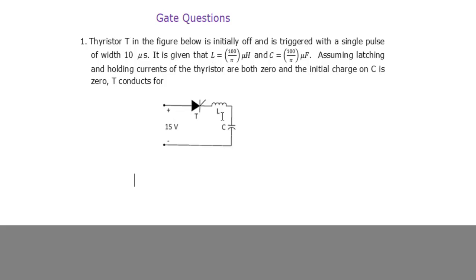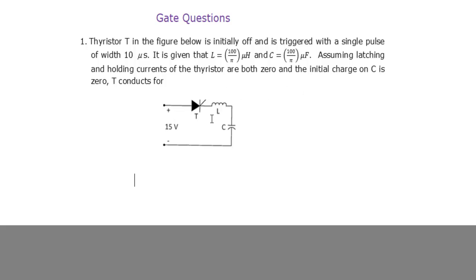It is given that the inductance value is 10 by 5 microhenry and the capacitance value is 10 by 5 microfarad. Assume the latching current and holding current of the thyristor are both 0. The initial charge on the capacitor is 0, no charge on the capacitor. T conducts for, that means once this thyristor is turned on with the help of the gate pulse, how long will this thyristor be in conduction.